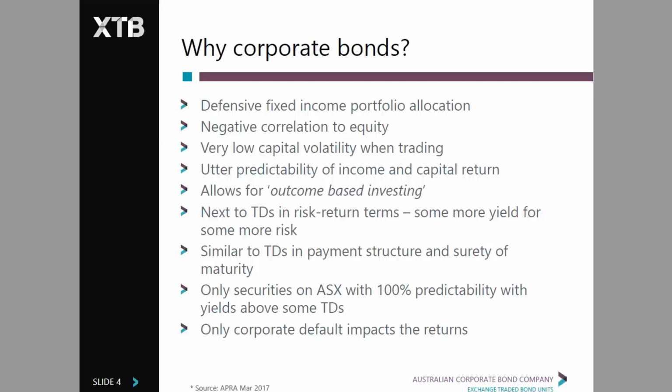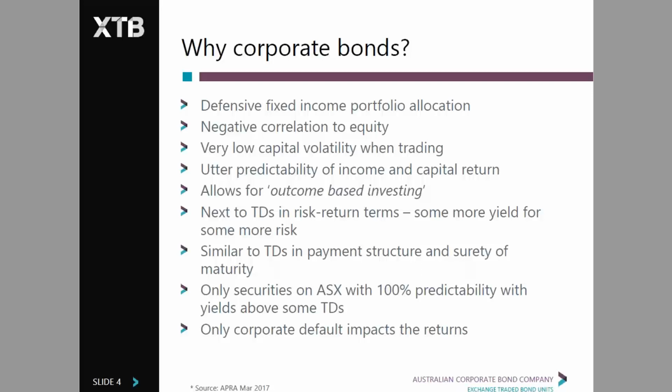In terms of risk return, they sit next to TDs on a risk return profile. So if you're looking at a total risk return profile of government bonds, TDs, senior corporate bonds come next, and then old style subordinated bonds would come next, and then new style tier 2 hybrids, tier 1 hybrids, and then equities. So they're down at the low risk end of the risk return spectrum. They're also similar to TDs in terms of payment structure. They both have money in, money out, and income along the way. So a lot of people who buy XTBs and corporate bonds are doing so because there's a little more return for a little more risk, but very similar in risk and similar in that sort of payment structure to term deposits.